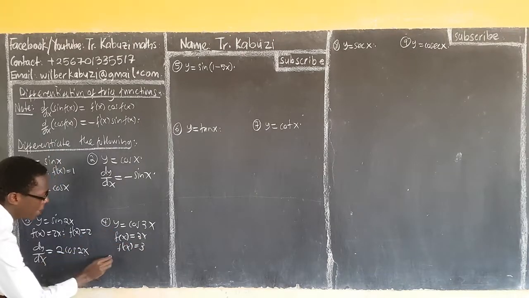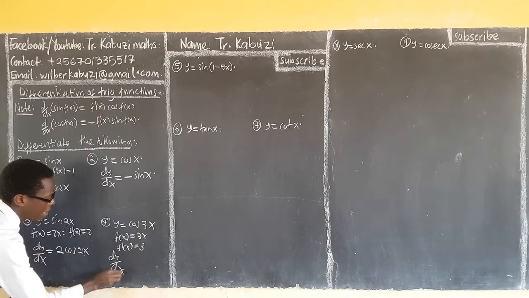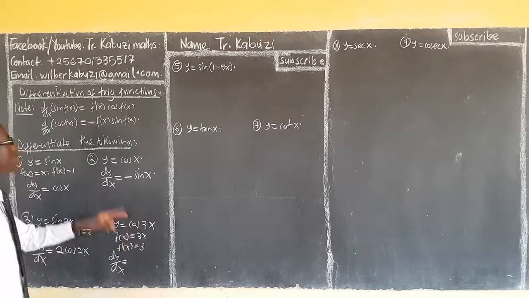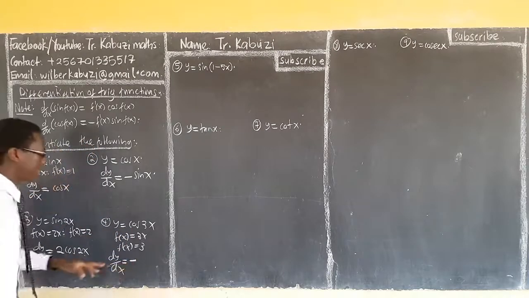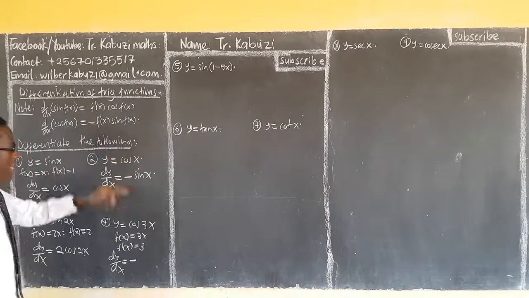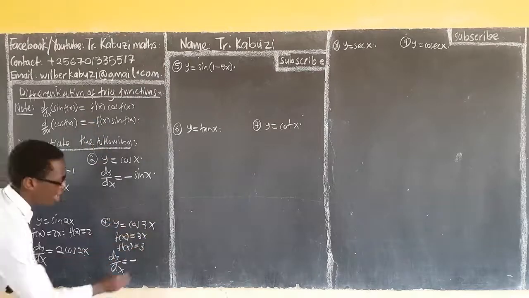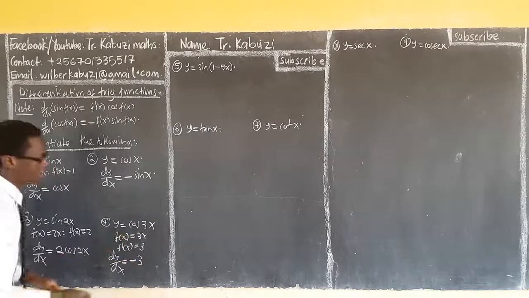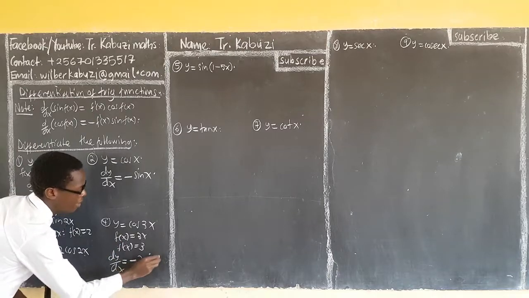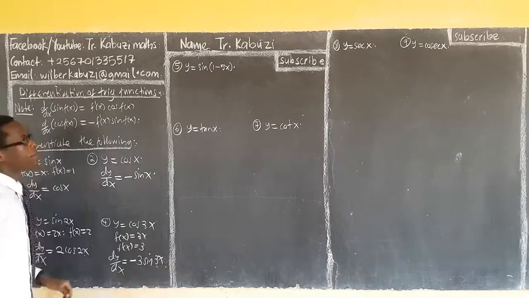So from here, my dy dx will be, but when you differentiate cos, we first get a negative. The derivative of f of x, the angle, is 3. When you differentiate cos, we get sine of that same angle.